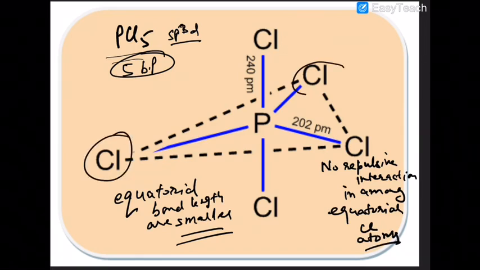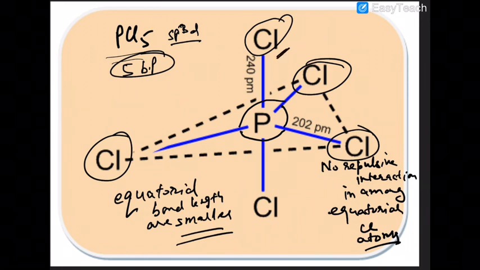All 3 of them, 1, 2 and 3, have the least repulsive interaction among them, so the bond angle is 120. But this axial PCl bond is at 90 degrees to the equatorial chlorines; this PCl bond is perpendicular to all three equatorial bonds.